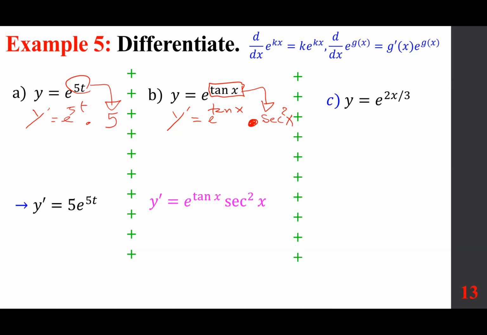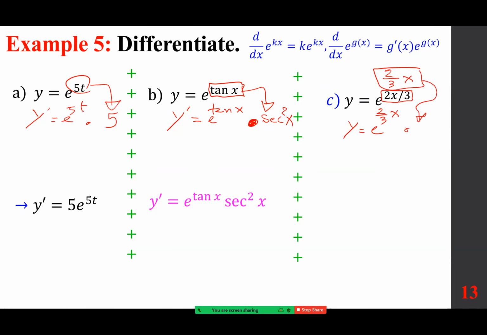The last one, I want to make sure that you can see that this means 2/3 x, because when we see that the derivative is itself, and we need the derivative of the exponent, which is simply 2/3, and we put that in front, and we are done.